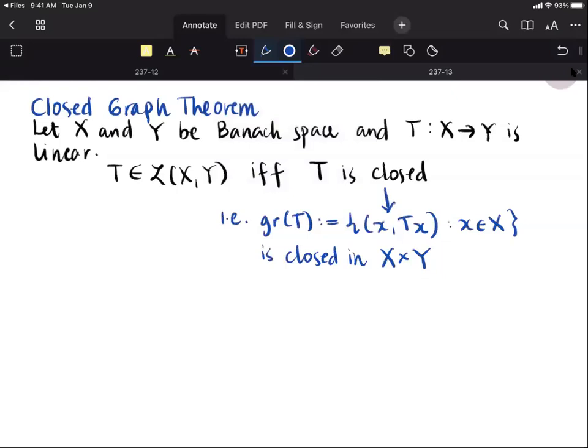So for a linear operator between Banach spaces, boundedness is equivalent to the closedness of the operator, or equivalently, the closedness of the graph.